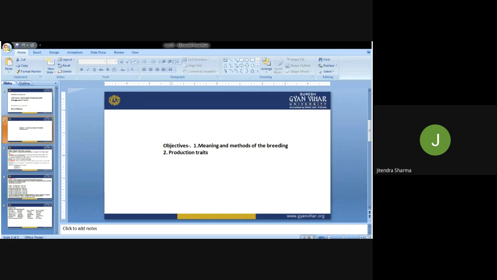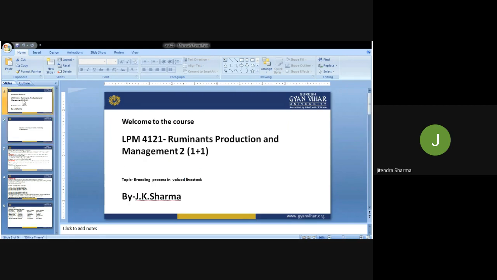So good evening, friends. Today we'll discuss a new topic, the breeding process in livestock. This topic is of economic importance. That's why we have taken this particular topic into the line of livestock production and management under the subject ruminant production and management.